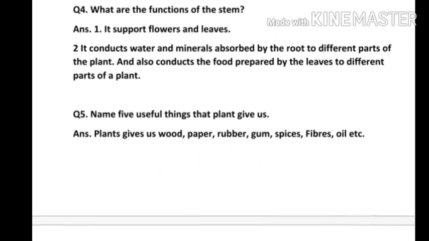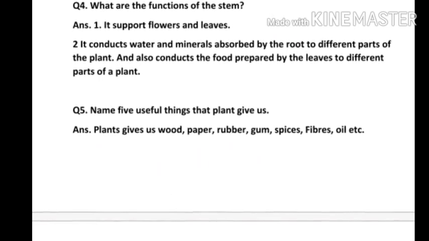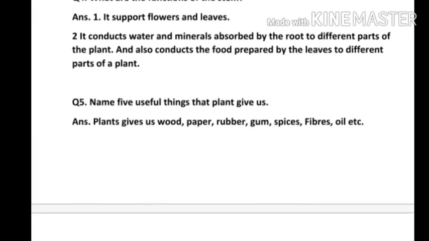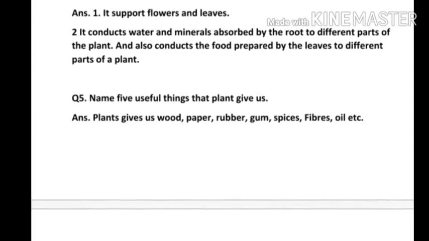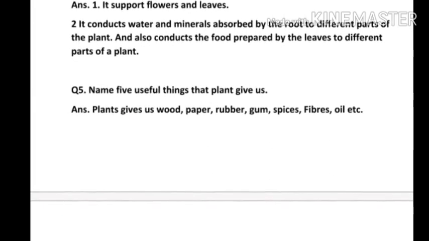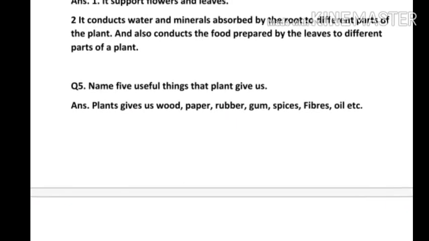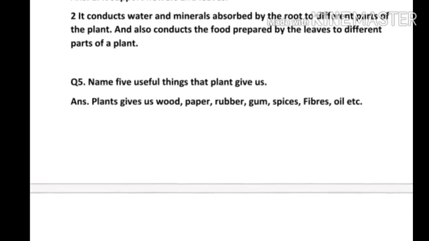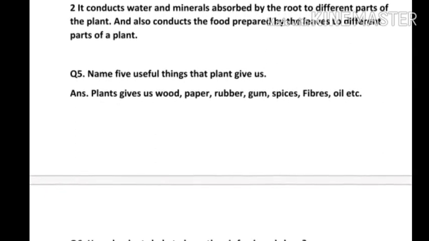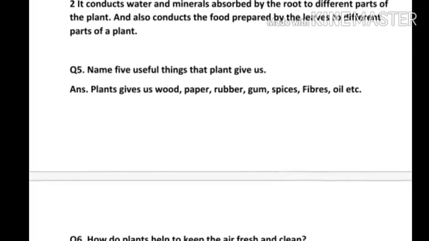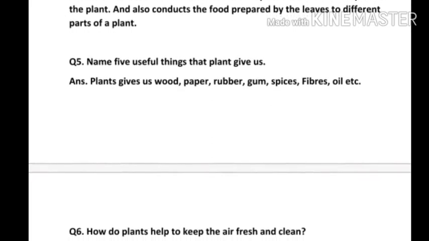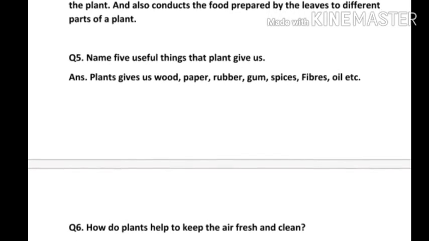Now see question number 4. What are the functions of the stem? The first point is, it supports flowers and leaves. Second point is, it conducts water and minerals absorbed by the root to different parts of the plant, and also conducts the food prepared by the leaves to different parts of the plant.